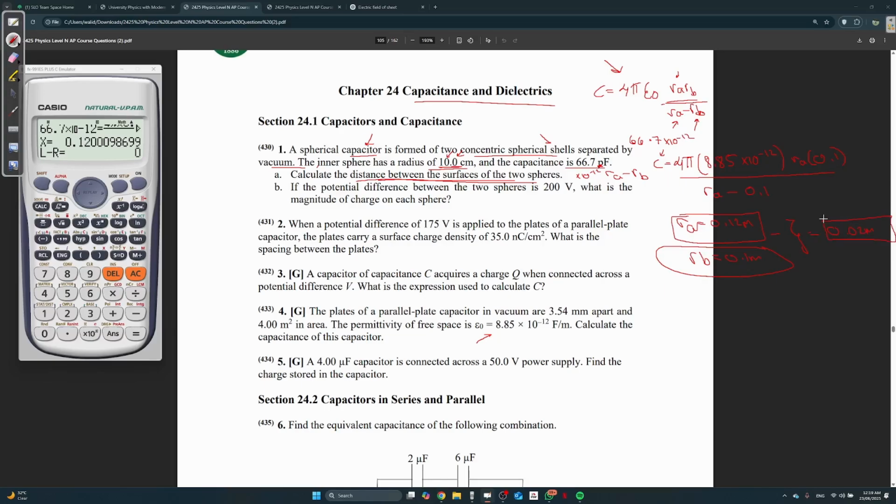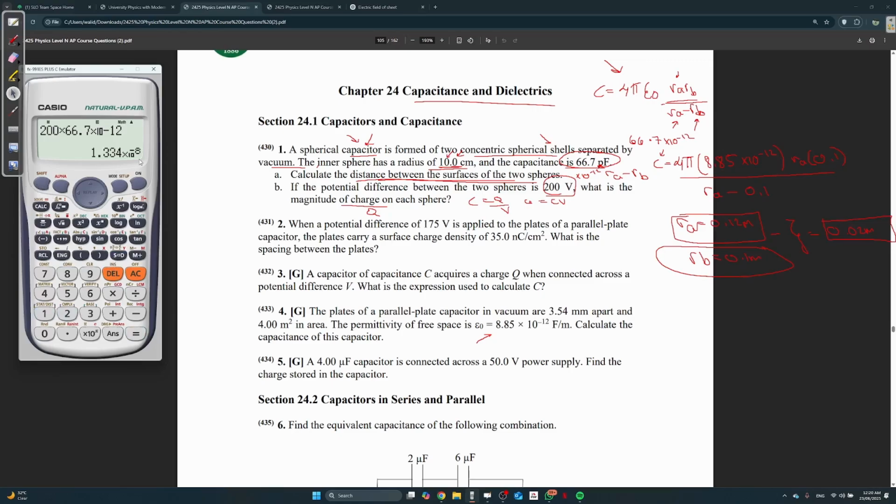Okay, very easy. Then they said if the potential difference between the two spheres is 200 volts, what is the magnitude of charge on each sphere? So now we have our capacitance. They gave us the potential difference, V. They want the charge, Q. What formula do we use? You have C, you have V, they want Q. We're going to use C is equal to Q over V. So obviously Q is equal to CV. So you're going to get 200 times the capacitance, which is 66.7 times 10 to the minus 12.